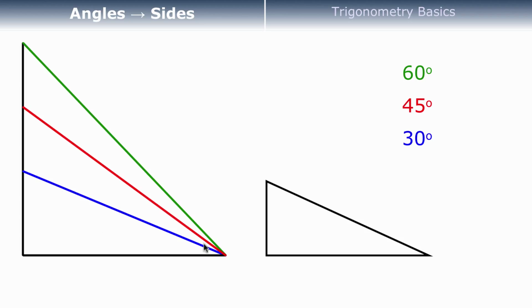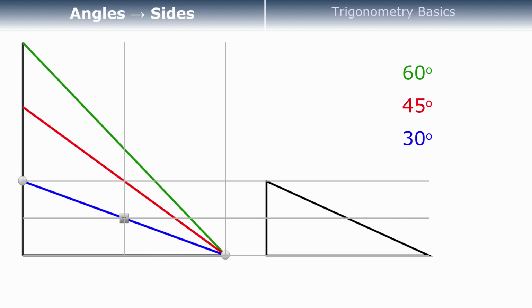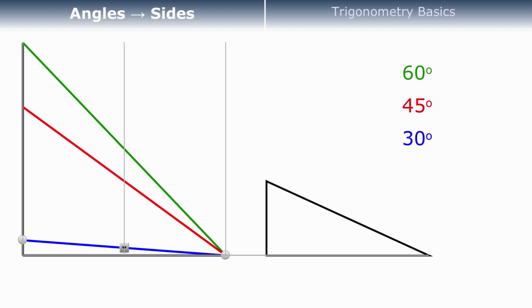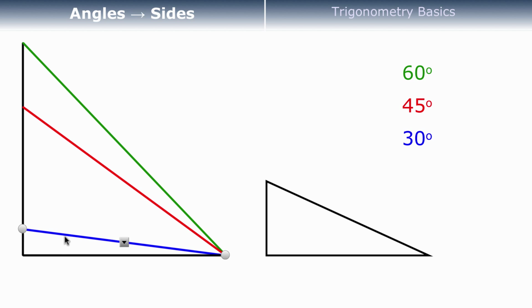Each of these triangles has a different relationship between the angle, say this angle, and the sides that are opposite, adjacent, and hypotenuse to that particular angle. Like if I were to take this angle and go smaller, notice that the ratio between this side and the other two sides changes. This opposite side gets smaller and smaller, so the ratio between this side and either of the other two sides also has to get smaller.